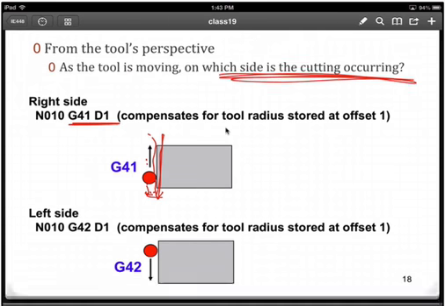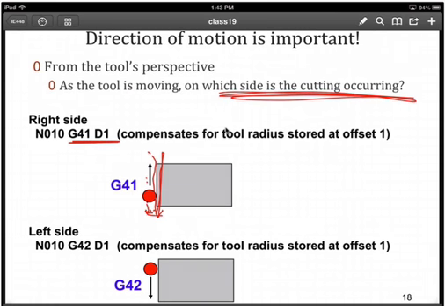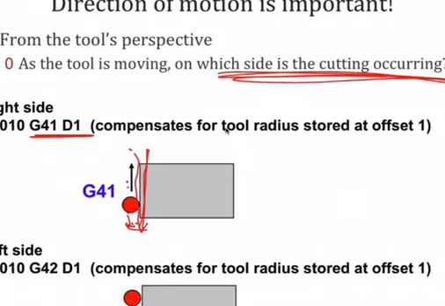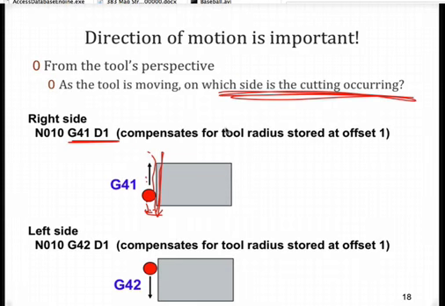In the G42 case, you can see we're moving in the opposite direction. If we want to create this profile in that direction, then we need a G42, because what that says is we're going to offset assuming that the surface is to the left of the tool. So if you put yourself in the orientation of the tool, what you see is that for the G42, the material is on the left from the tool's perspective.